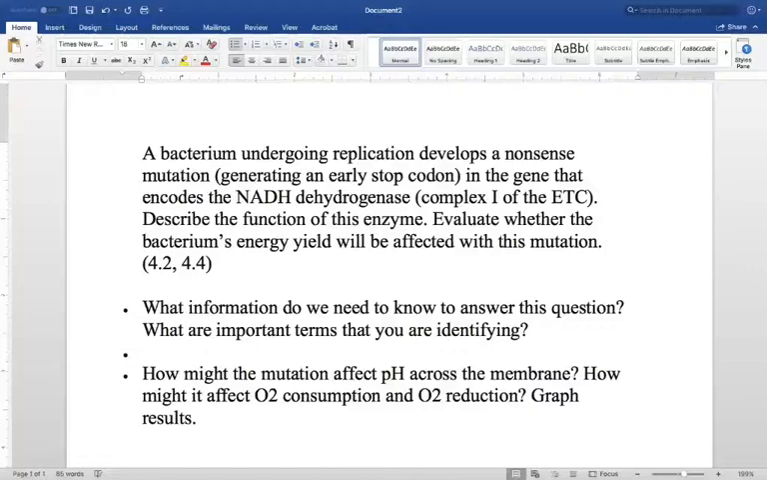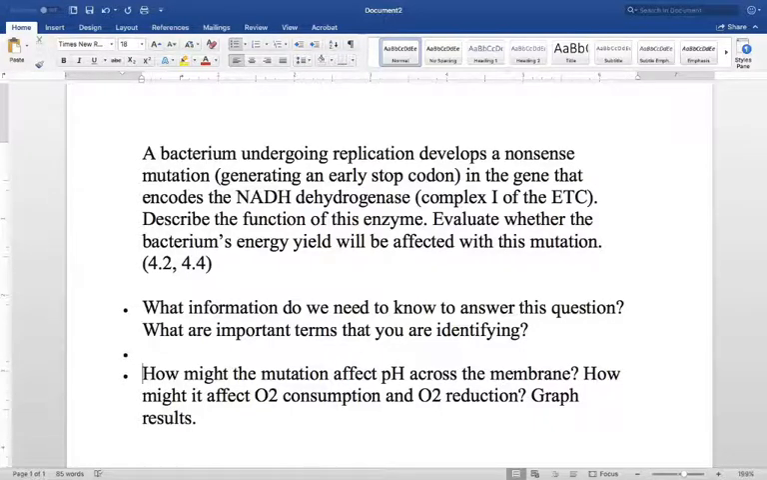and the gene that encodes for NADH dehydrogenase, which is also, as we've talked about it, the first complex in the electron transport chain. So, a couple of questions to get us started. Describe the function. And then part 2, evaluate whether the energy yield will be affected.